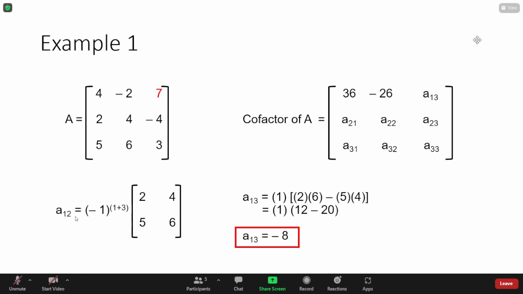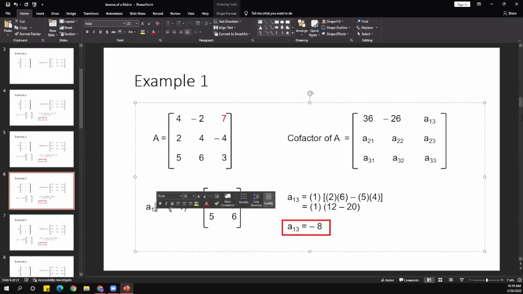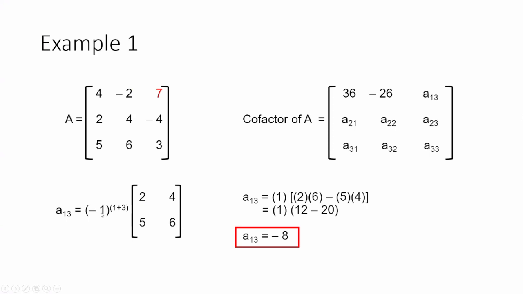Okay, sumunod. A13. So that's negative 1 raised to 1 plus 3. That's 1, 3 dapat to. Edit natin. Baka makalimutan ko eh. Ayan. So, A13 is equal to negative 1, 1 plus 3. Tapos, since ito yung concern mo, A13, mawawala to, tsaka ito. So, first row, tsaka yung third column. So, matitira na minor matrix mo is 2, 5, 4, 6. So, it's 2, 5, tsaka 4, 6.